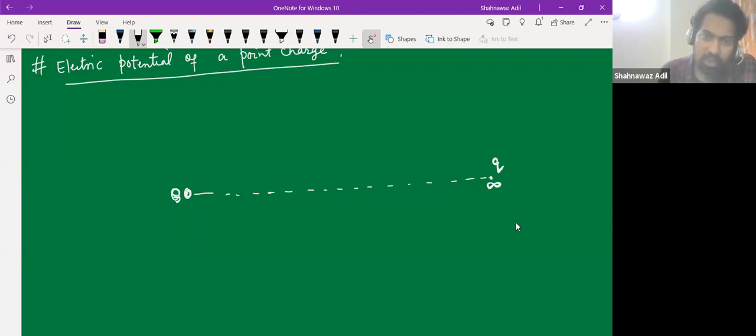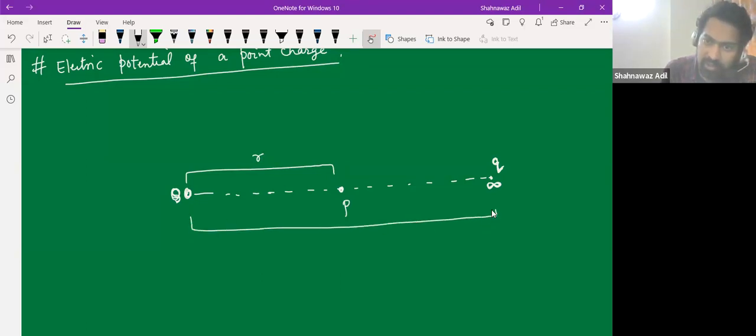We are trying to find how much the work done would be in bringing this Q charge from infinity to this point P, which is r distance from it. And let's say this distance is x. Is this diagram clear, guys? Yes, sir. So we are bringing this charge from infinity to this fixed point.